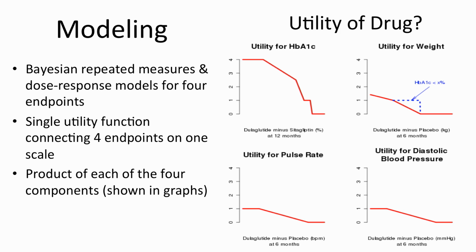In that trial, the utility functions are shown on the right of the slide. You can see how we combine together the utility of an efficacy endpoint, change from baseline in HbA1c relative to an active comparator. We combine heart rate and blood pressure and weight loss all into a single utility. The way we did that in this trial was by multiplying each of the 4 components you see on the right of your slide into a single utility function.